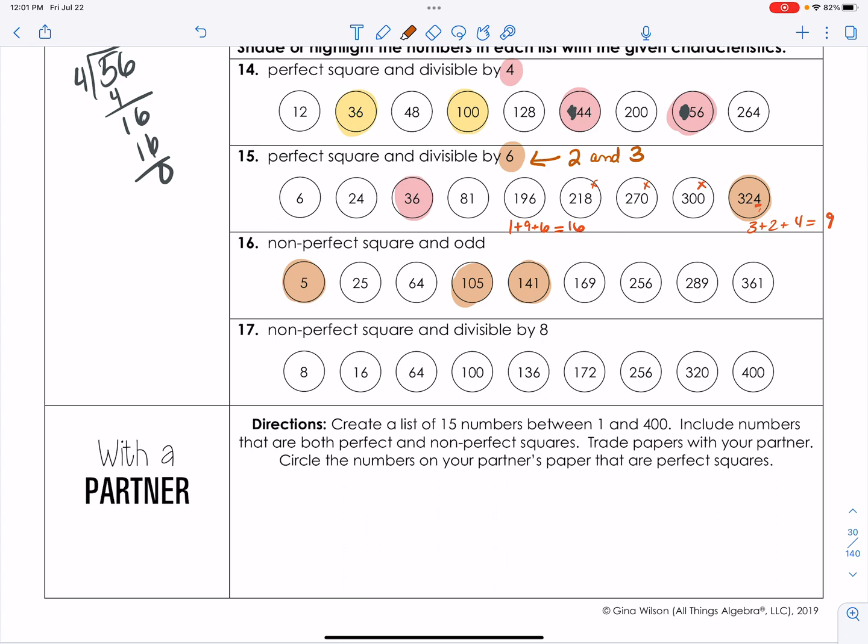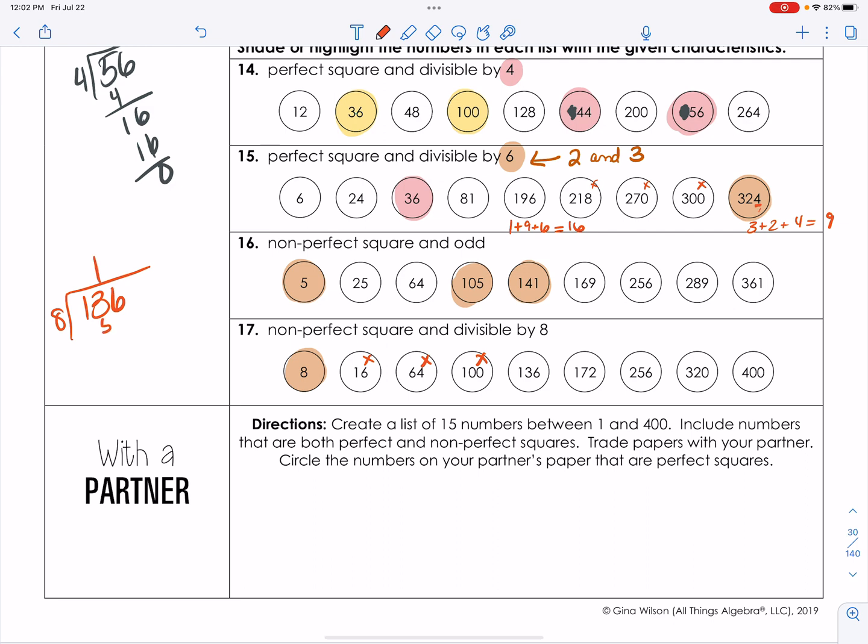Okay, so if you didn't try 17, try it now. Okay, 17 is a non-perfect square divisible by 8. 8 is a non-perfect square. It's not a perfect square, and it's divisible. 16 is a perfect square. No. 64 perfect square. Can't look at it. Perfect square. All right, 136. I don't know if it's divisible by 8, though.